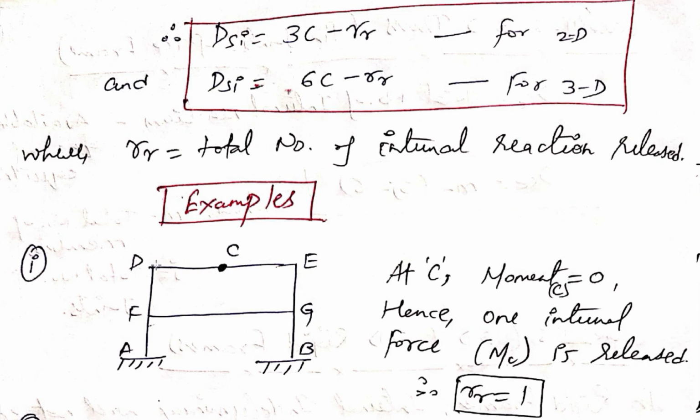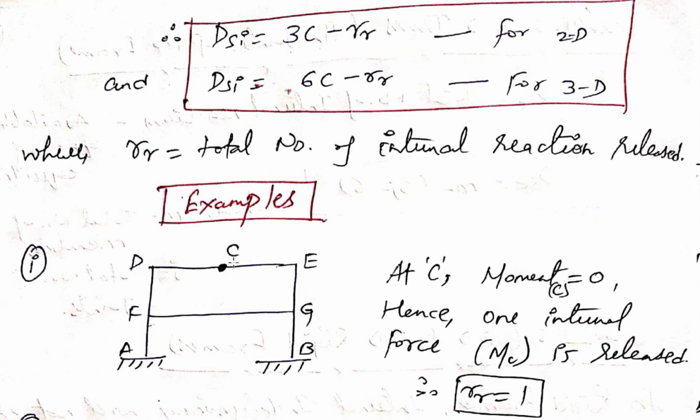Two members are meeting here, one is BC and another is EC. So you have to calculate your RR value. You have to keep in mind that summation of m dash minus 1 is the formula to calculate your RR.